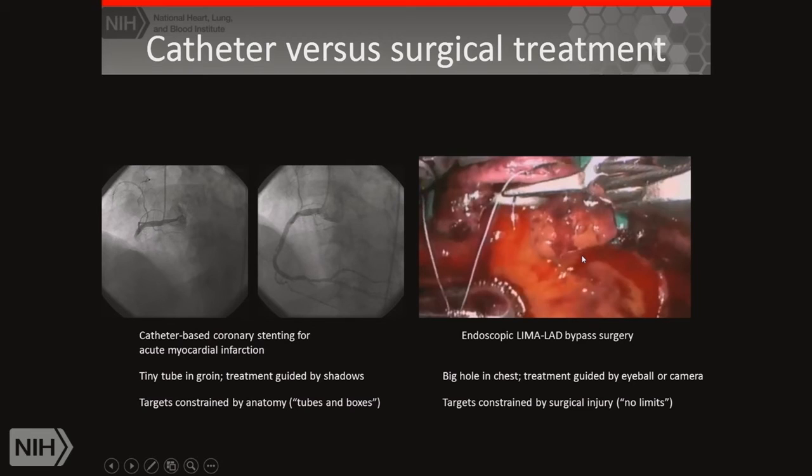By comparison, another similar mechanical therapy is coronary artery bypass surgery. This is viewed under a zoom lens of a camera inside the chest. It's a robot that's suturing one blood vessel to another. By comparison, the catheter-based treatment uses a tiny hole. The targets are constrained by anatomy, we're pretty much shoving a tube into another tube or another chamber, whereas surgeons put a big hole in the chest. Their treatments are guided by visualization. And there are pretty much no limits to how much injury a surgeon can expose their patient to in the course of surgical repair.